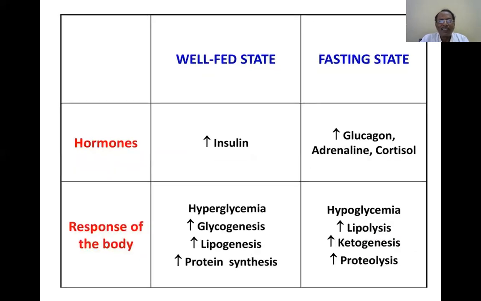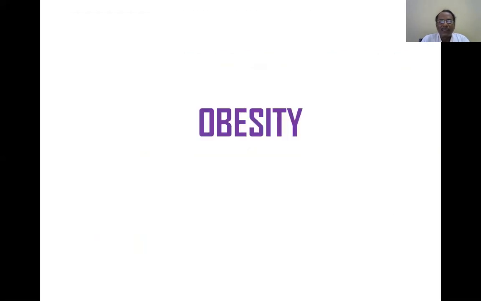As for hormones, in the well-fed stage, insulin is going to be increased, whereas in the fasting state, glucagon is increased, adrenaline is increased, cortisol is increased. The response of the body in the well-fed state is hyperglycemia, glycogenesis, and protein synthesis. All are constructive things that happen in that. Constructive metabolism is going to happen in the well-fed state, whereas in the fasting state it is catabolic, that is the hypoglycemia, glucose is utilized, glycolysis, ketogenesis, and proteolysis. So these are the various changes that are occurring in the fasting state.